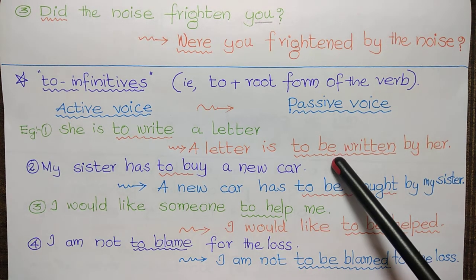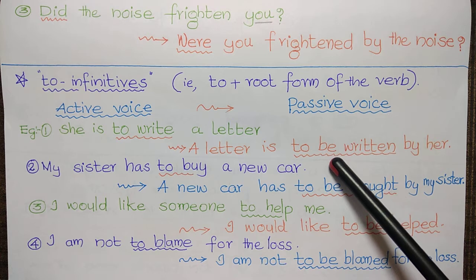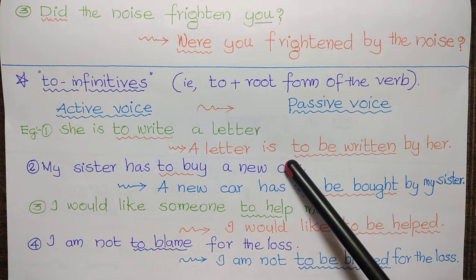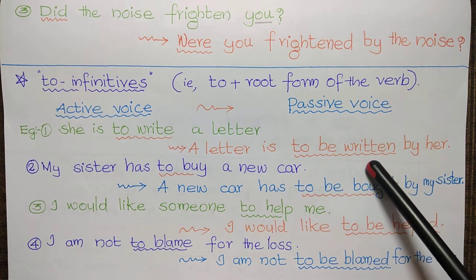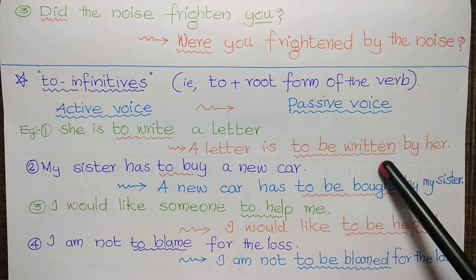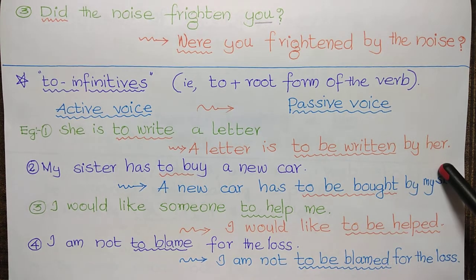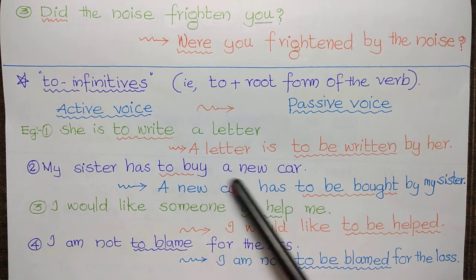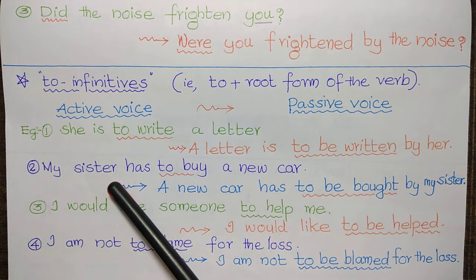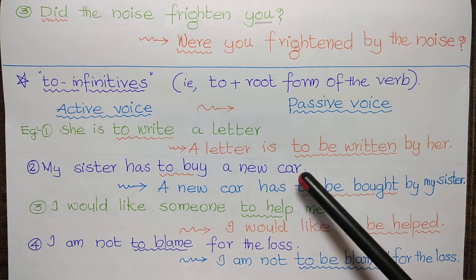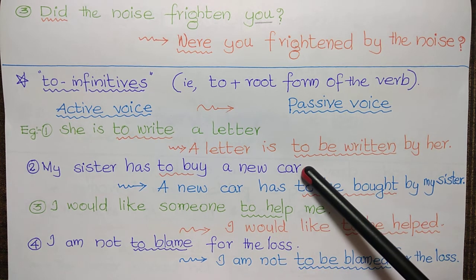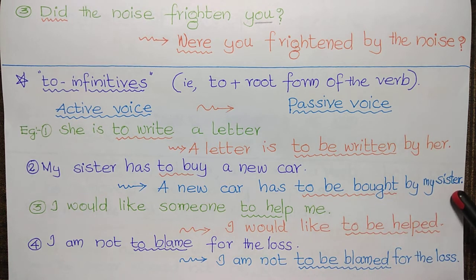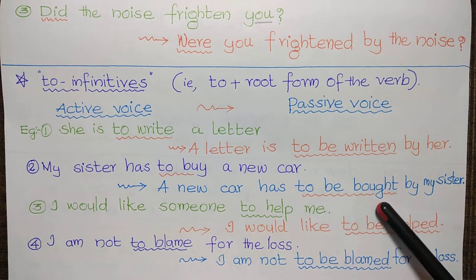We had discussed in the first class that in the case of to infinitive, the to be form is be. We use be. So it becomes to be written. V3 form of write is written. A letter is to be written by her. Second example, my sister has to buy a new car. A new car is the object. A new car has to be bought by my sister. Bought is the V3 form of buy.